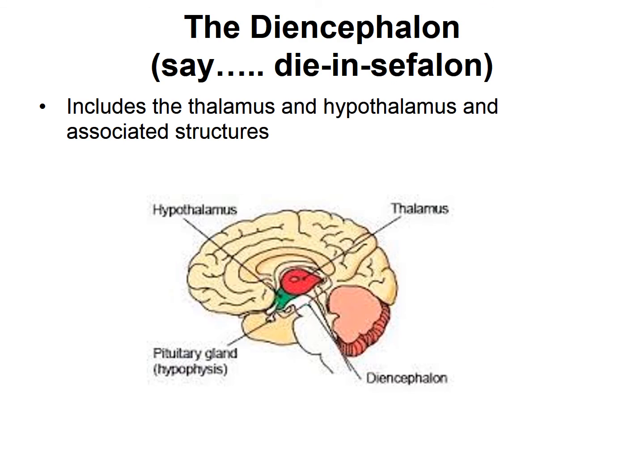The diencephalon includes the thalamus and hypothalamus, as well as other associated structures related to the inner part of the brain. You can see the thalamus here. It's responsible for processing information between the brainstem and the cerebrum, whereas the hypothalamus links the nervous system to the endocrine system via the pituitary gland.